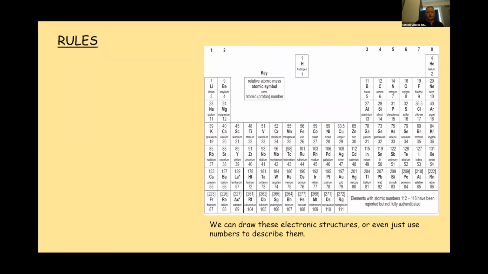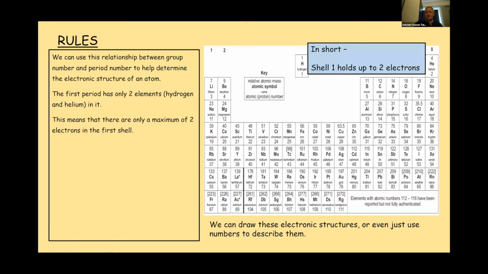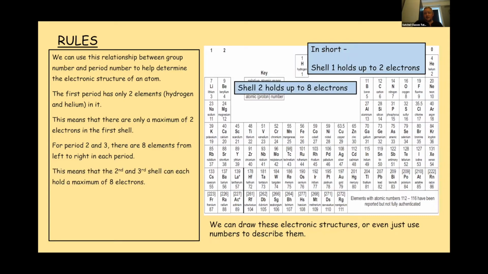So what are the rules for it then? Well, we can use this relationship between group number and period number to help determine the electronic structure of an atom. The first period has only 2 elements, hydrogen and helium, in it. This means there's only a maximum of 2 electrons in the first shell. In other words, shell 1 can hold 2 electrons, maximum, full stop. For period 2 and 3, there are 8 elements from left to right in each period. If you count them from lithium to neon, or from sodium across to argon, we'll see there are 8 elements there. That means that the second shell and the third shell can each hold a maximum of up to 8 electrons.